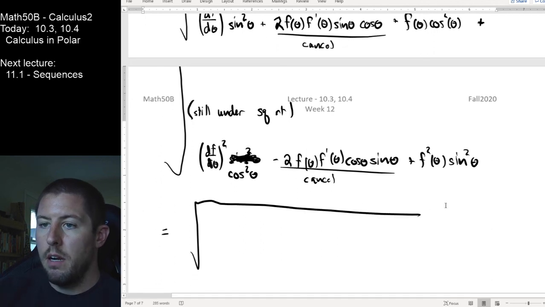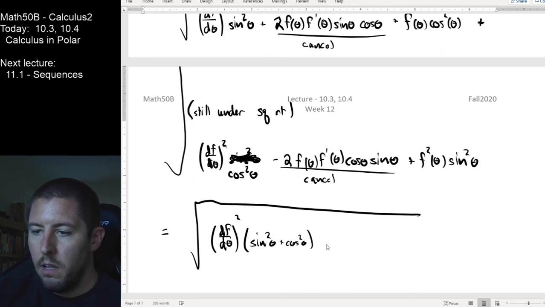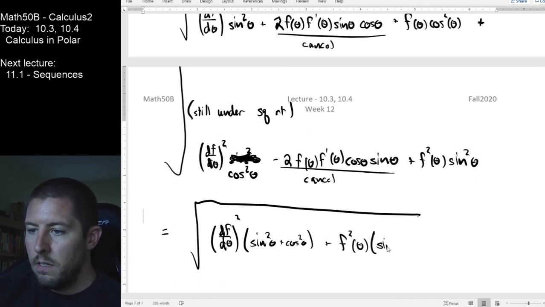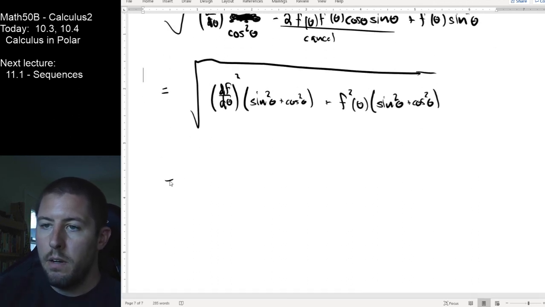So I'm seeing here, we are getting a df d theta squared times sine squared theta plus cosine squared theta, plus, and over here it's just f squared of theta times sine squared theta plus cosine squared theta. In both cases, sine squared theta plus cosine squared theta becomes 1. And so it looks like all we really need is just the derivative of f.